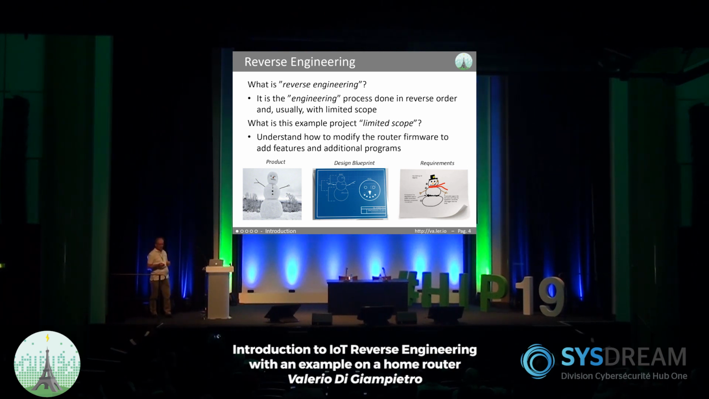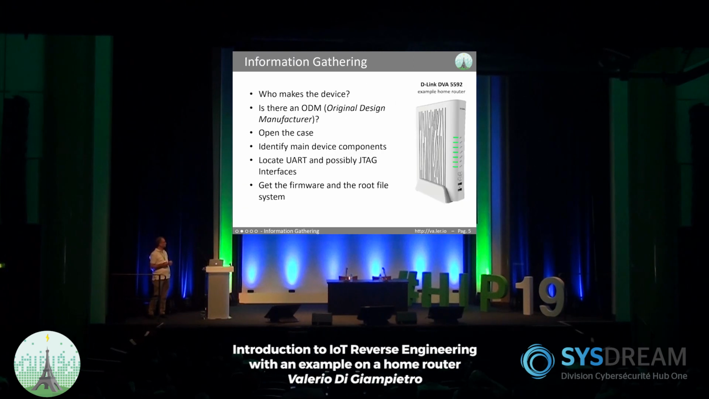So we start from the product manufactured by someone else, we analyze the product, we take measurements, and we reconstruct the design and the requirements. In our home router example, the limited scope is to understand how to modify the router firmware to add features and additional programs. We'll start with information gathering.